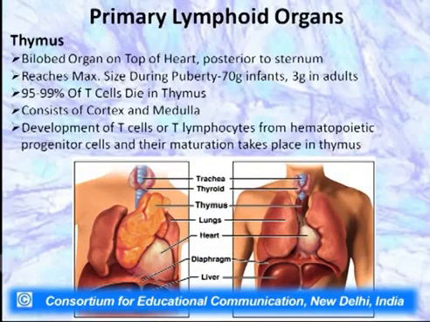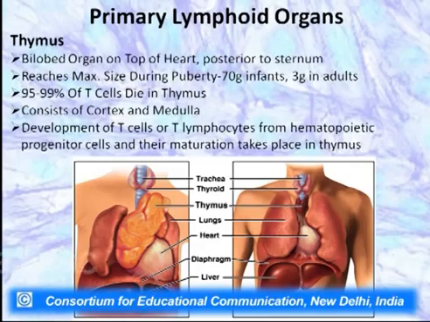Now, coming back to the primary lymphoid organs, the other important primary lymphoid organ is the thymus. As we discussed, the thymus is a bilobed organ present on top of the heart, just posterior to the sternum. It reaches its maximum size during puberty. In some cases, it is said to reach almost 70 grams in infants. In adults it is only 3 grams.